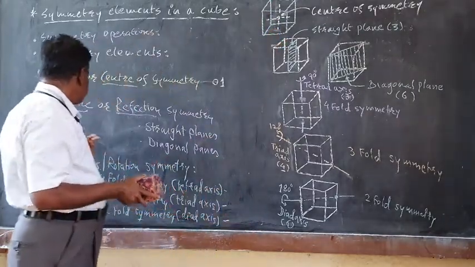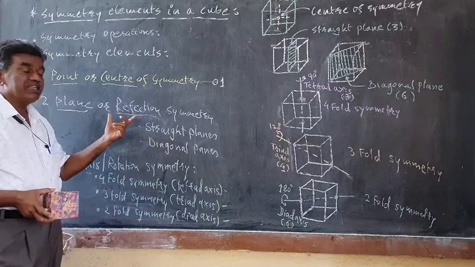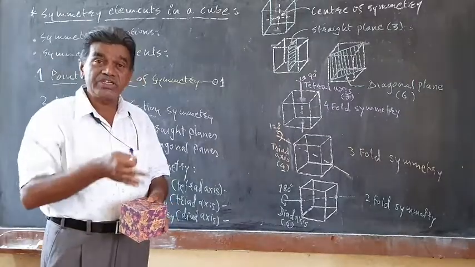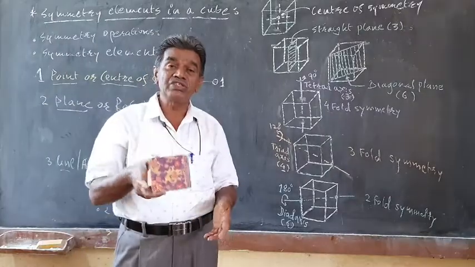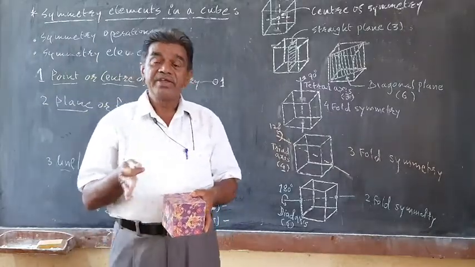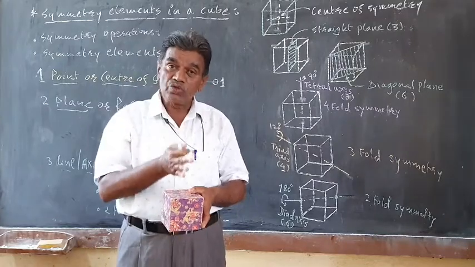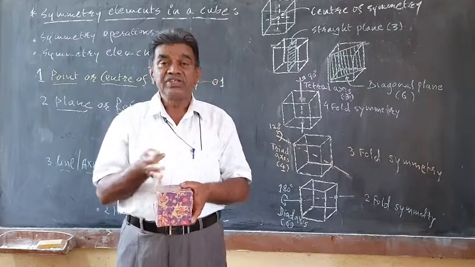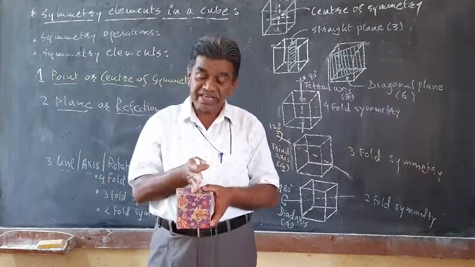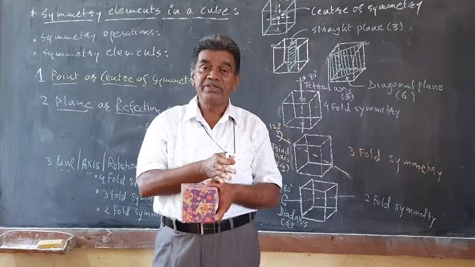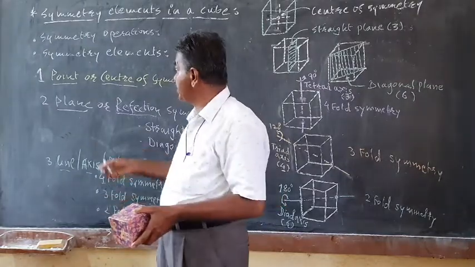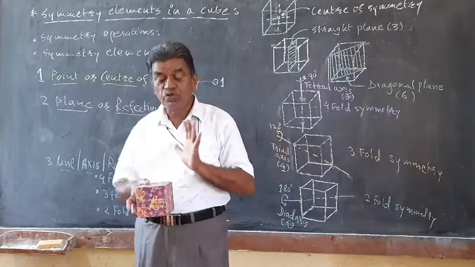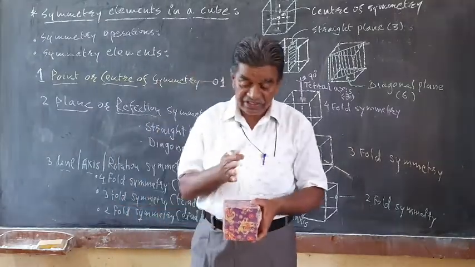Now the second is the plane or the reflection symmetry. It is an imaginary plane passing through the crystal, any crystal. So suppose this is the cube, and the imaginary plane passes through the crystal and divides the crystal into two parts, such that one part is exactly the mirror image of the other part. Then such an imaginary plane is known as a plane of reflection symmetry. So as far as the cube is concerned, we will consider this plane.